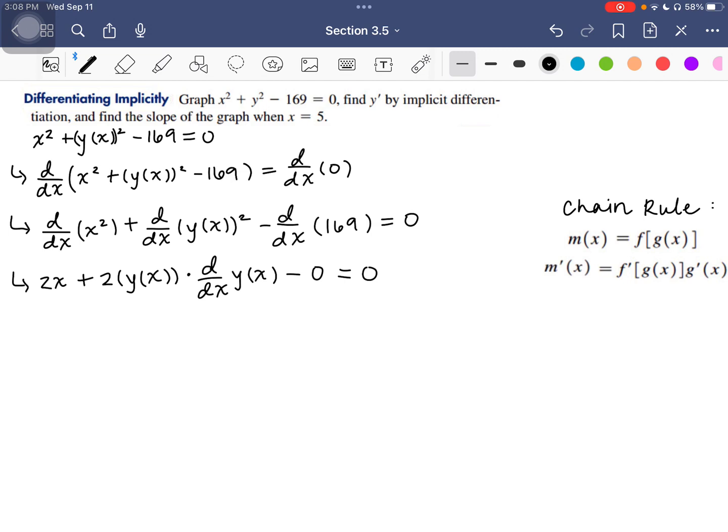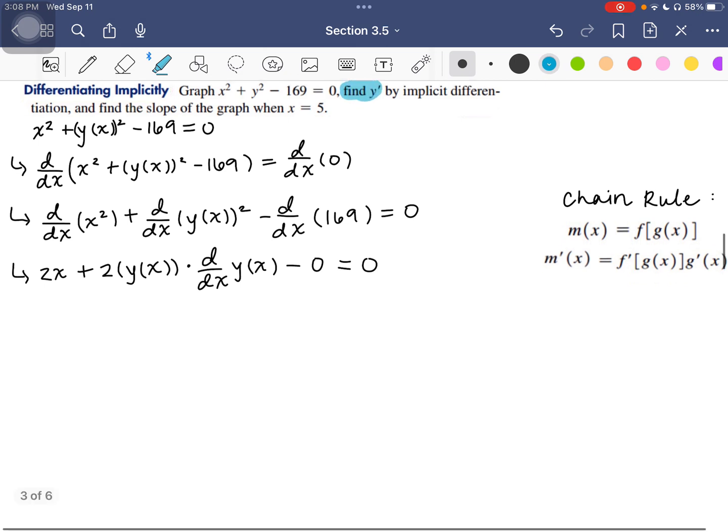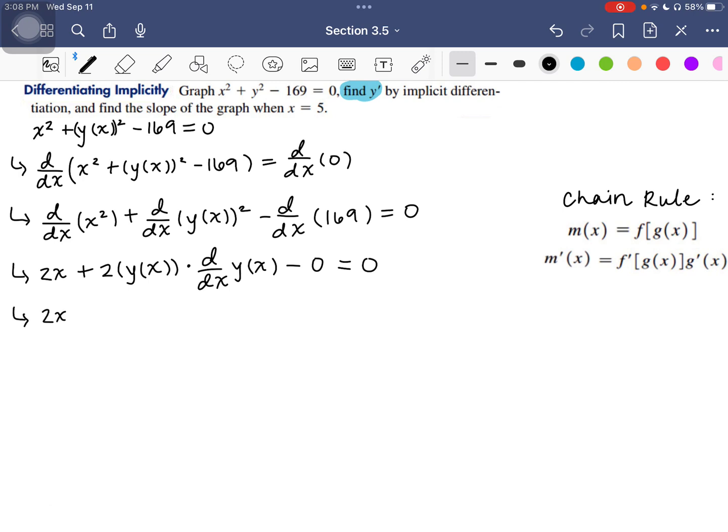Okay. So then, remember what we want to do. We want to find y prime. And looking at our notation here, we have 2x plus 2y of x times this guy here, which is y prime. So what we'll do is we'll solve for y prime.